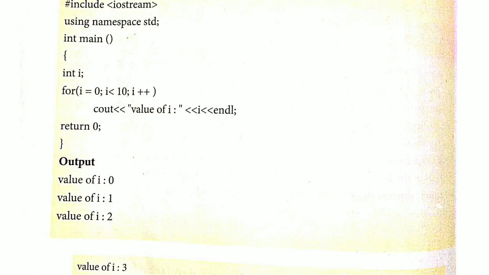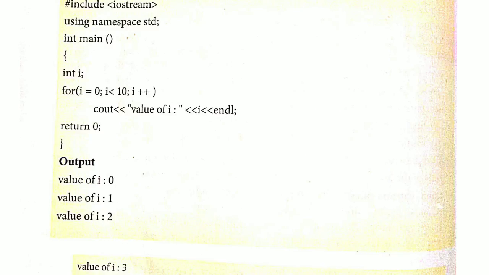So when the value of i becomes 11, then the body of the loop will stop execution. And here in the update statement you can see i plus plus, which means an increment statement of i plus 1. So i is equal to i plus 1.